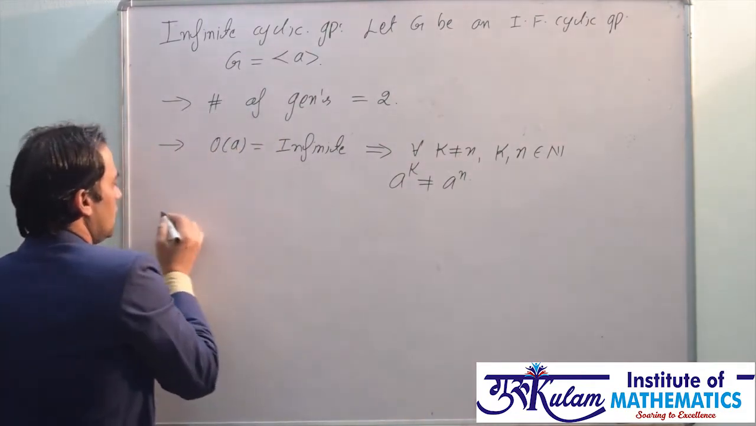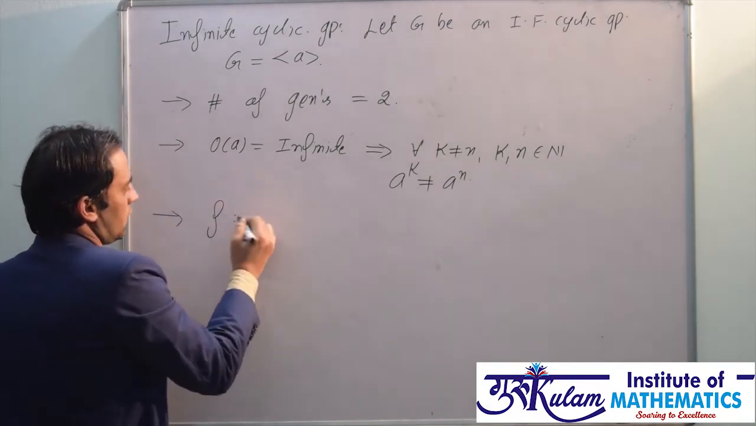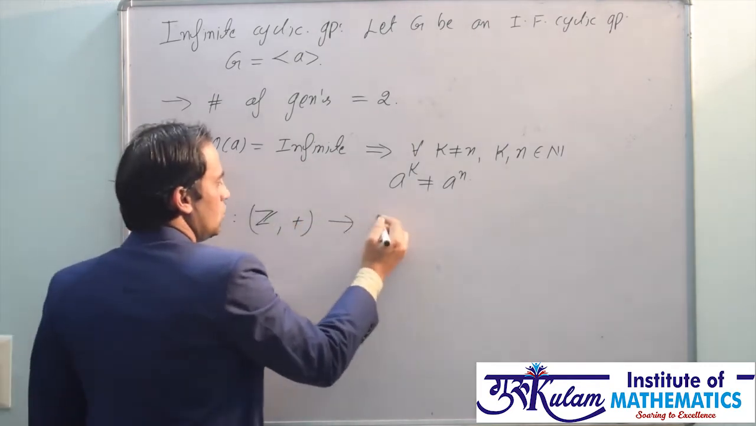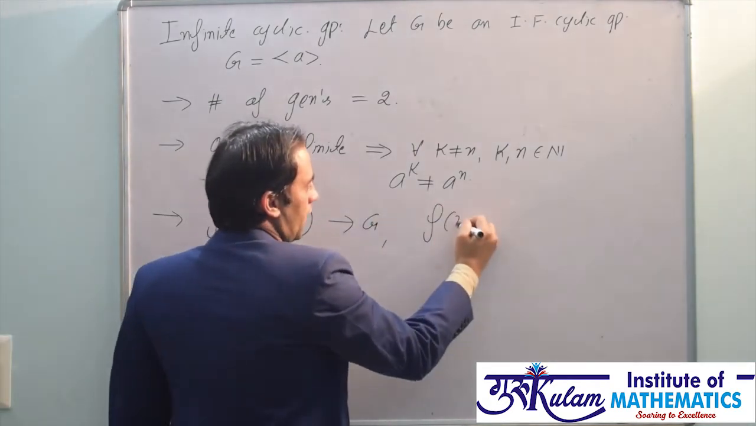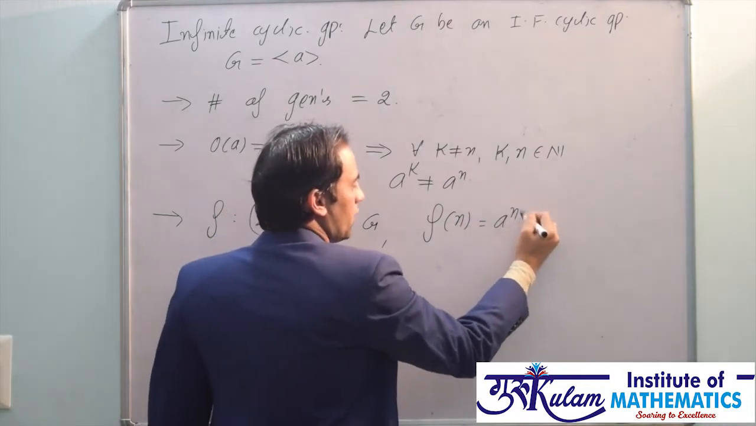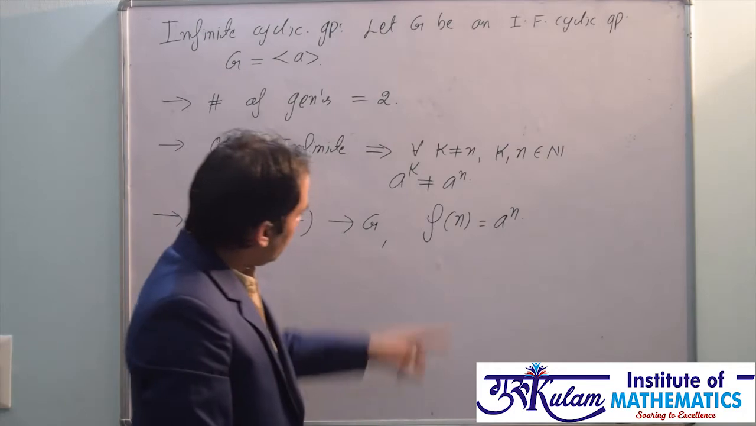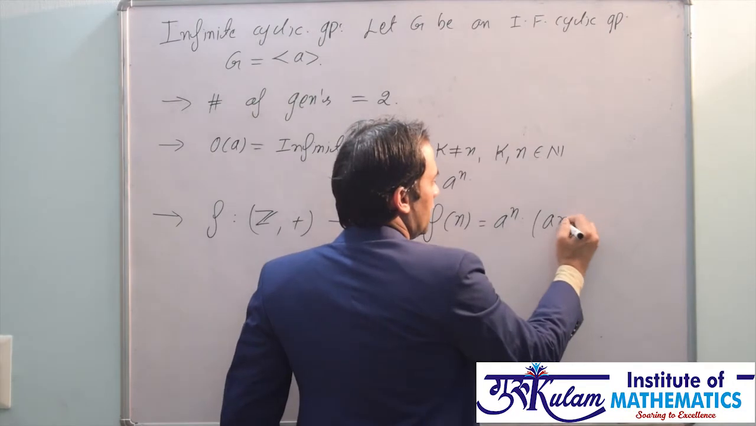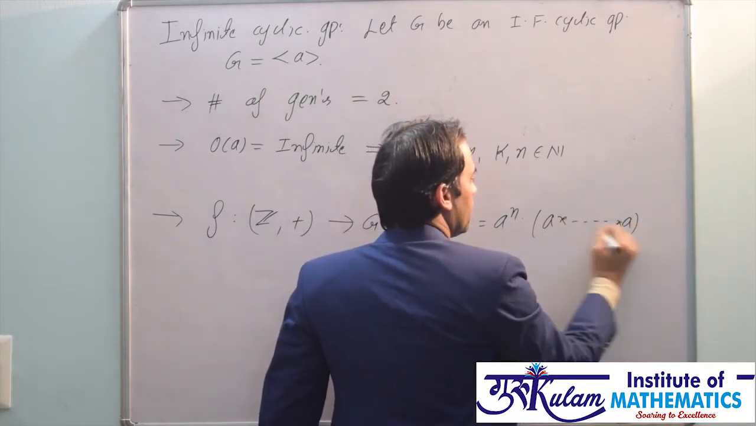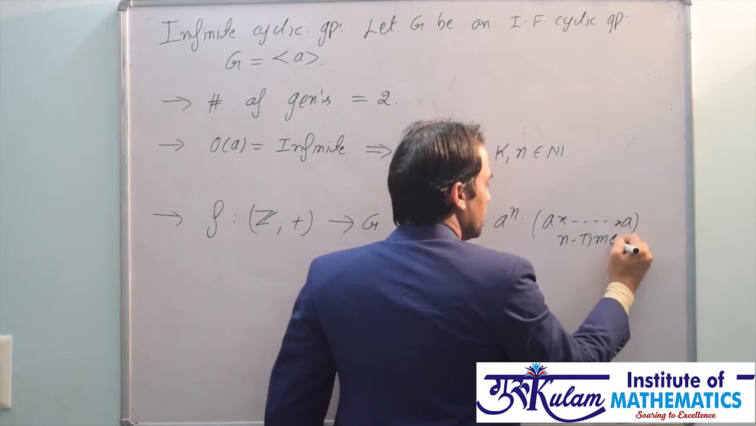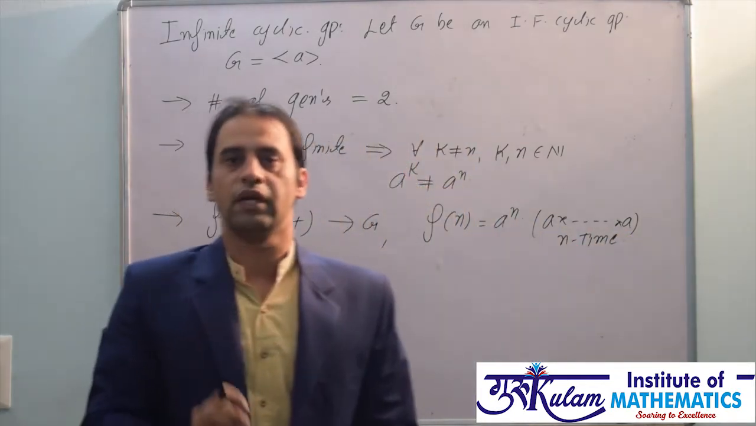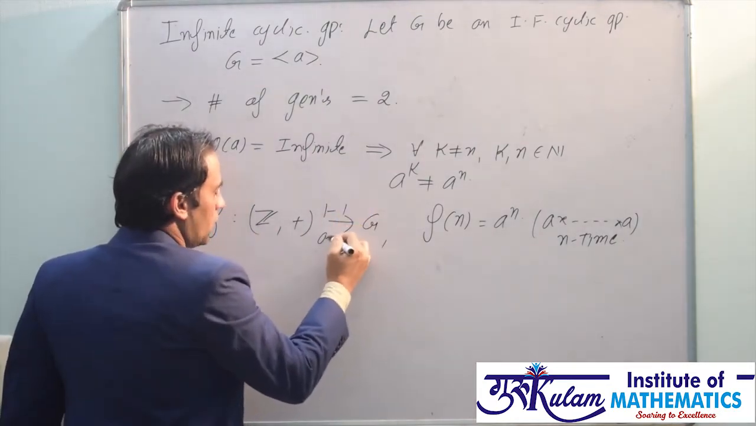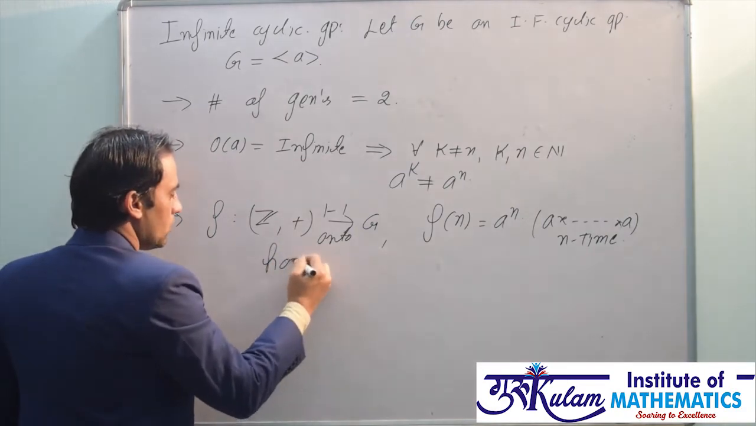From this property we can say that the function f, which is defined from the additive group Z plus to G, defined as f of n equal to a to the power n, we are mapping n to a to the power n, where a to the power n is simply a star a, n times, where star is the binary operation which is defined on G. Then this function is always one-one, onto and a homomorphism.